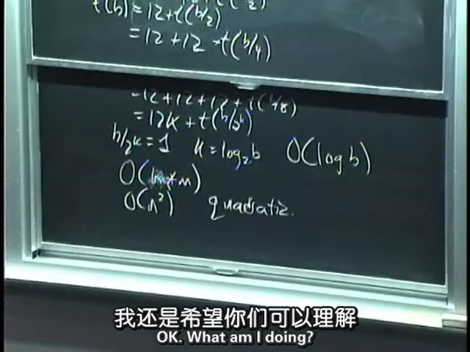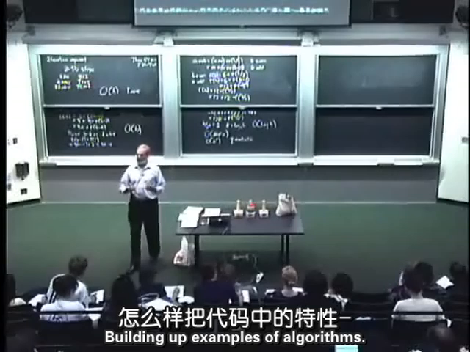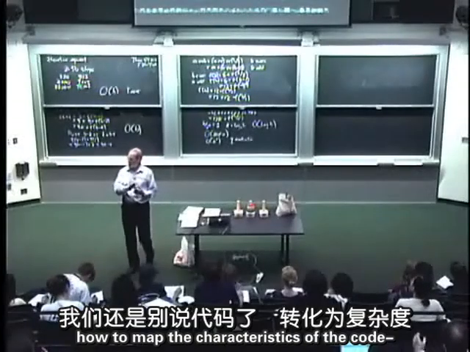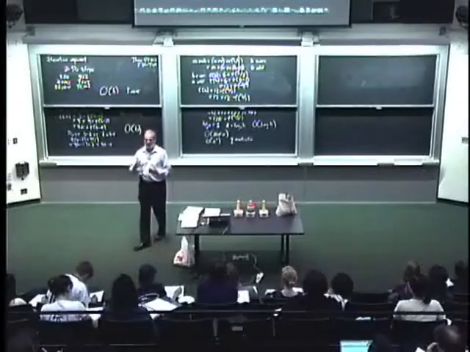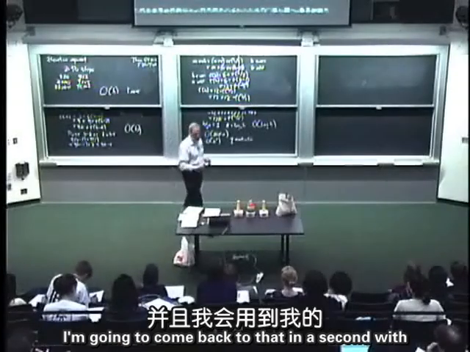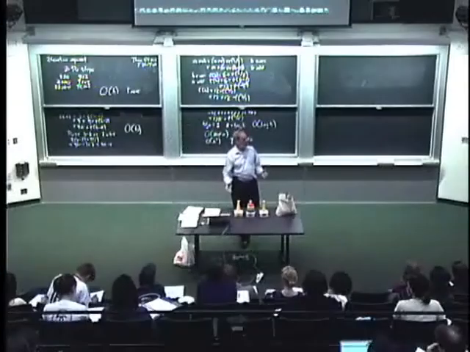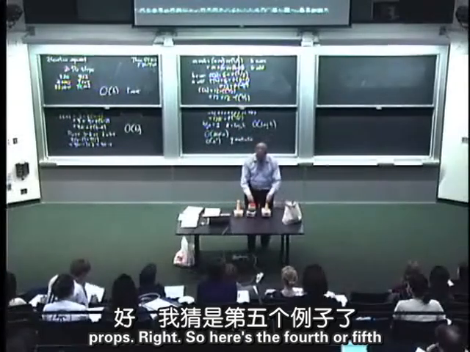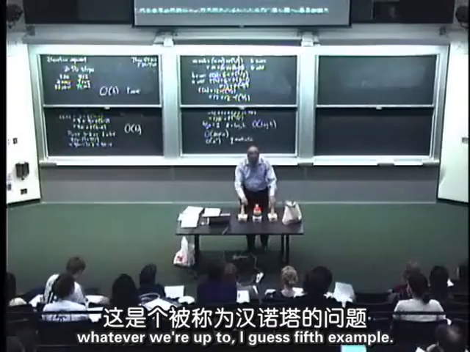Okay, what am I doing? Building up examples of algorithms. Again, I want you to start seeing how to map the characteristics of the code, the characteristics of the algorithm, let's not call it the code, to the complexity. I'm going to come back in a second to that, but I need to do one more example, and I got to use my high-tech, really expensive props, right? So here's the fourth or fifth, whatever we're up to, I guess fifth example.